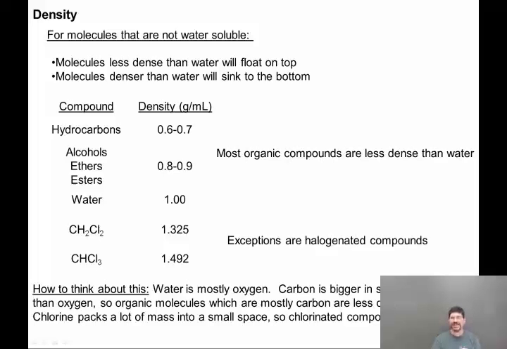Chlorine, on the other hand, has a relatively small atomic radius because it's over on the right-hand side of the periodic table. And chlorine has a mass of either 35 or 37, depending on which isotope you are referring to. So it packs a lot of mass into a relatively small space. So that's why chlorinated compounds are denser than water and, of course, denser than most other organic molecules. And as you can see from the data, the more chlorines you have in your structure versus the same number of carbons, the more dense the molecule is going to be.